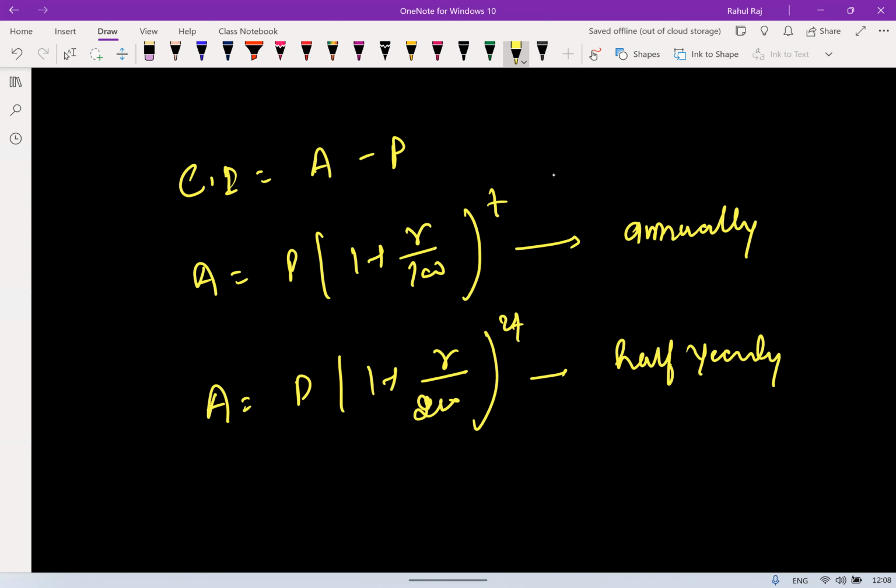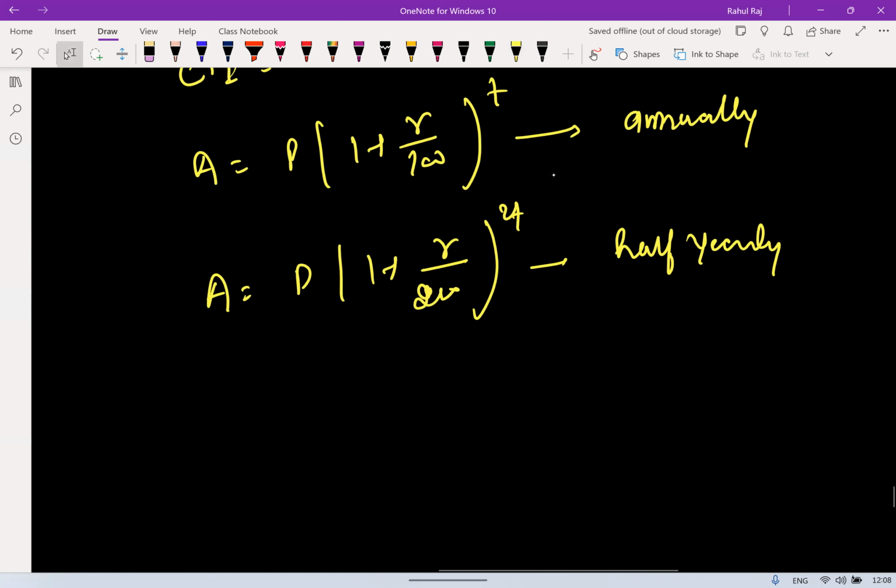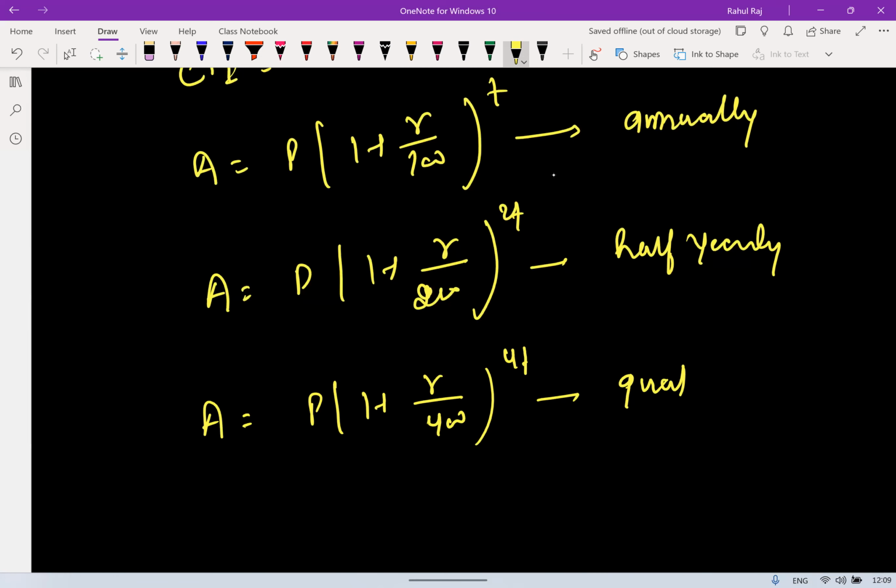In compound interest questions, things will be very clearly stated, whether the compounding is happening annually, half yearly, or it could be quarterly. So the quarterly formula would be A is equal to P into 1 plus R by 400 to the power 4T when interest is compounded quarterly.